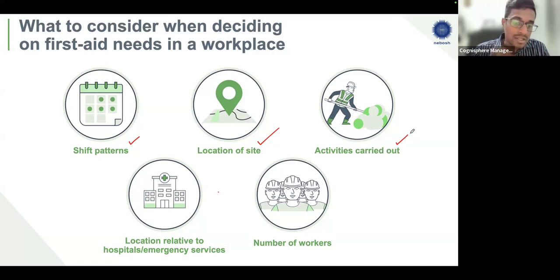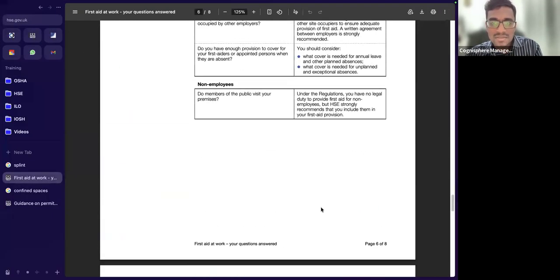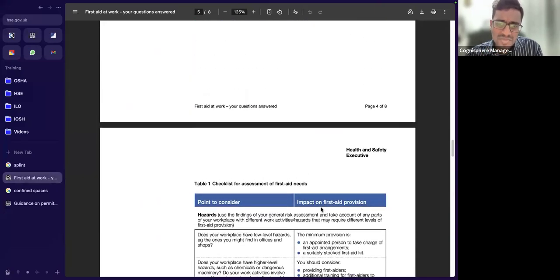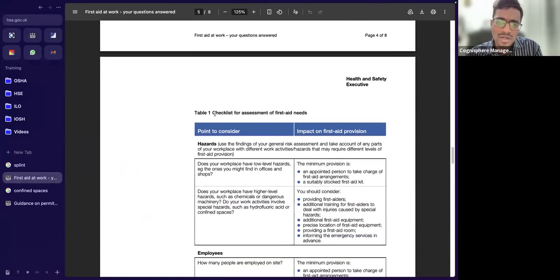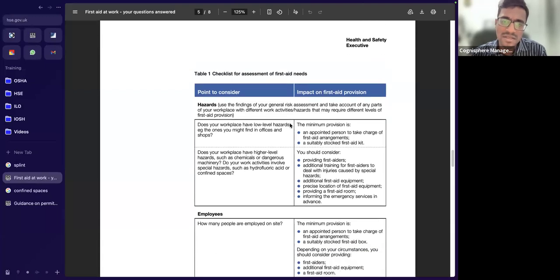And then the number of workers. So how many workers do you have? Do you have 10 workers or 100 workers or 500 workers? Based on the number of workers, you're going to determine how many first aid boxes, or how many trained first aiders, and also depending on the area of your workplace. Okay, so there are many factors that we will be considering, and some of the factors are also highlighted here. So in table 1 of this document, you have a checklist for assessment of first aid needs.